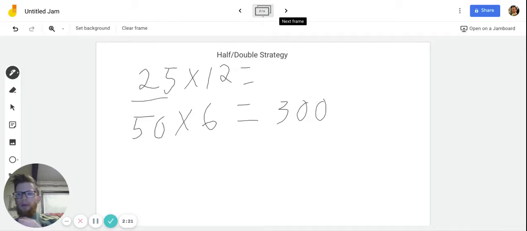Okay? And what I tell kids too, right, when you're doing 2-digit by 1-digit and there's a 0 in the ones place, just multiply the 5 and the 6, you get 30, and then add your 0. Okay? And that's the easy way of looking at it as well. Okay? So this is the half double strategy. Let's take a look at another one.